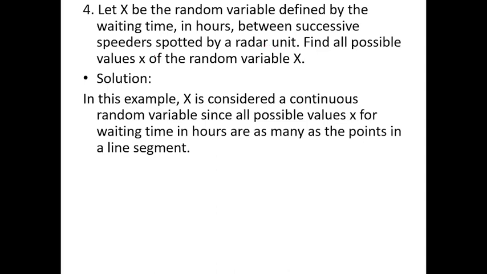So, find all possible values x of the random variable X. So, let's say you have two vehicles. The waiting time in hours is the measure. So, let's say this is the stop point. Then there is a vehicle here, let's say car 1 and car 2. Okay, car 1, car 2. So let's say this is just an example, here is the stop point.